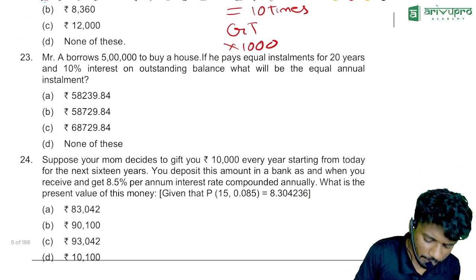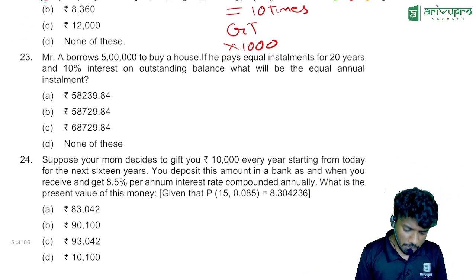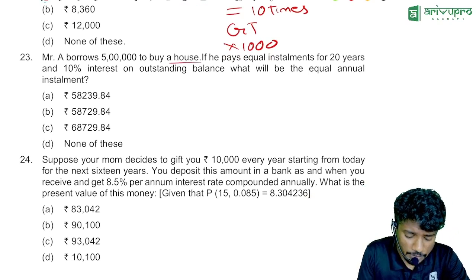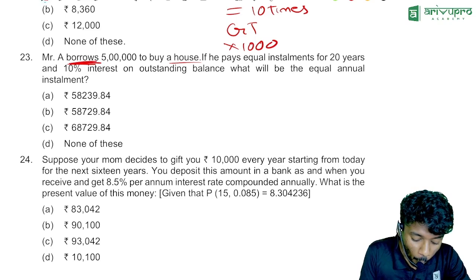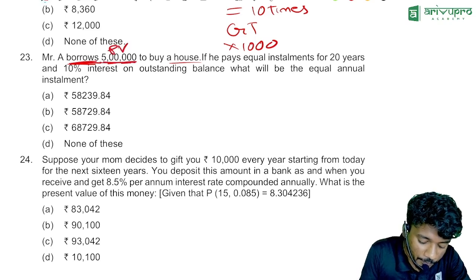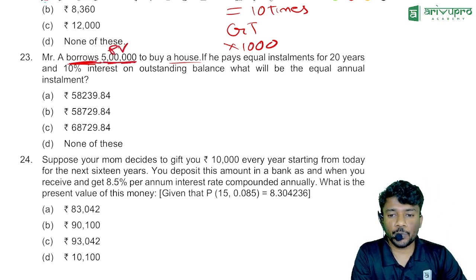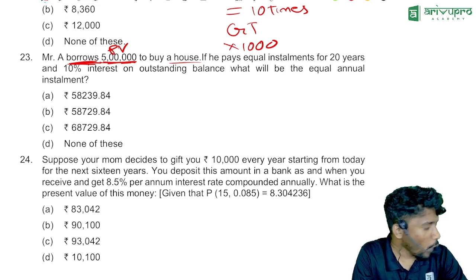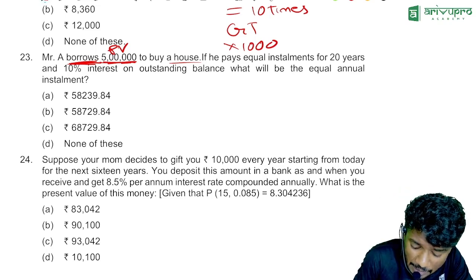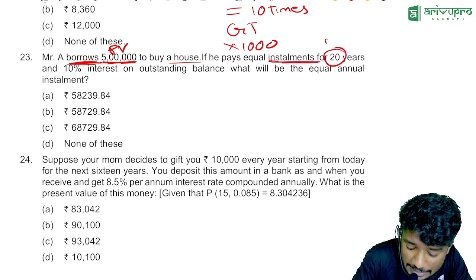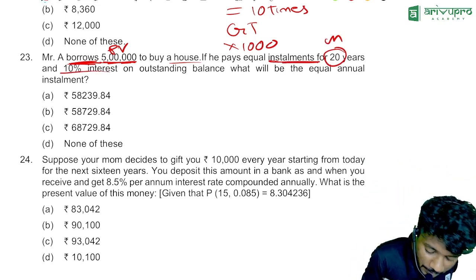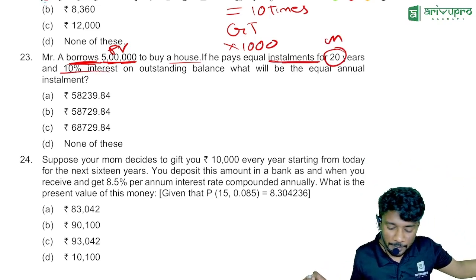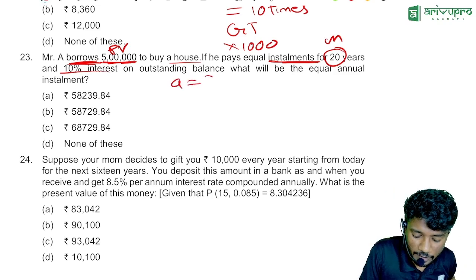Now the next question. A borrows 5 lakh to buy a house. Borrows means a loan, so what is given over here? Present value. Now, if he pays equal installments for 20 years, that means N is equal to 20. The interest is 10% on the outstanding balance. What will be the equal installment? They are asking for the A value.